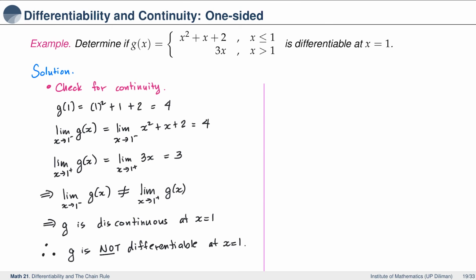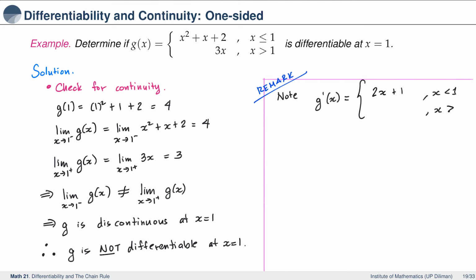Now, what if we did not check for continuity first and right away proceeded with taking the limit of g prime? Okay, so note, if we take the derivative of g, if x is less than 1, that would give us 2x plus 1. And if x is greater than 1, the derivative would be 3. Observe that if we take the limit of g prime of x as x approaches 1 from the left, this would give us the limit of 2x plus 1, which will give us 3.